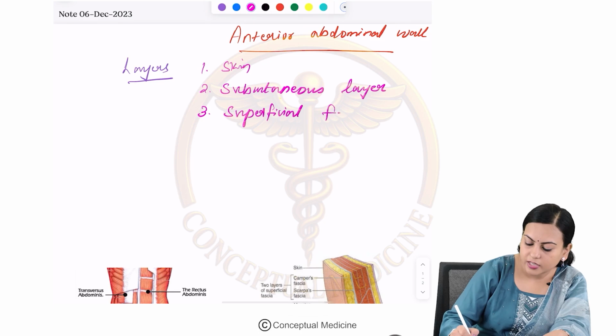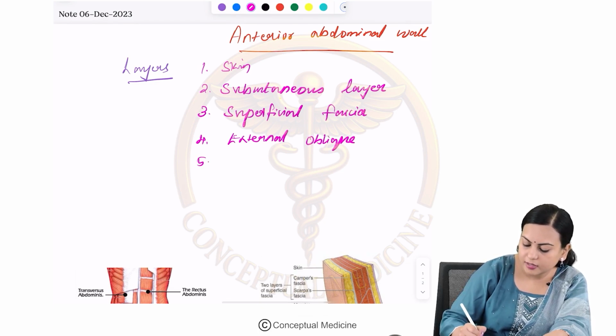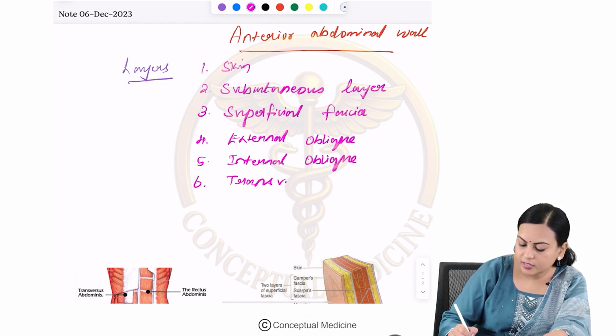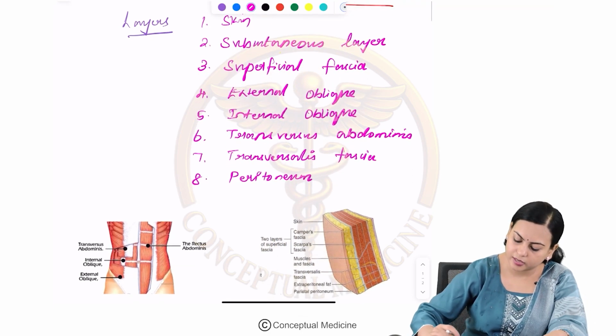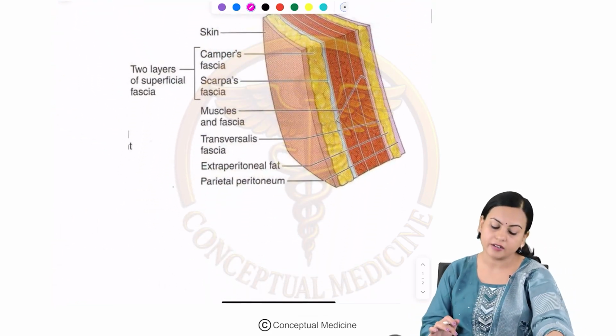Then it is the superficial fascia. Then comes the muscles, namely external oblique, internal oblique, transversus abdominis, transversalis fascia, and the peritoneum. Okay, we'll see this in the picture for better understanding.